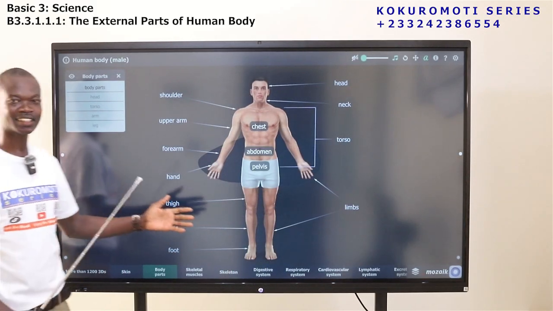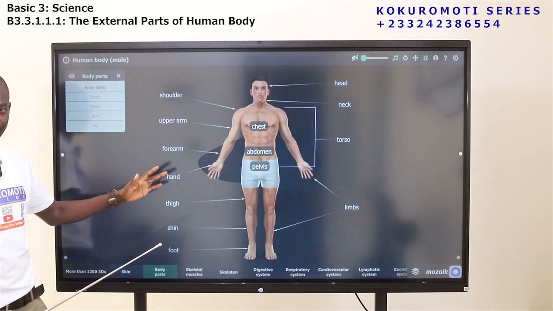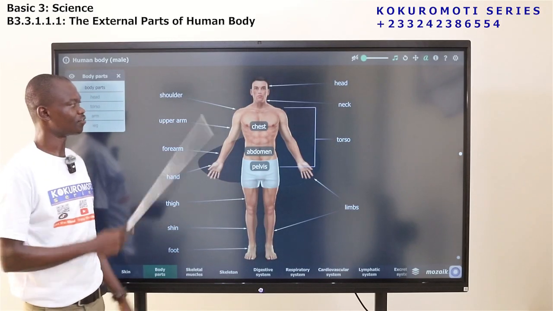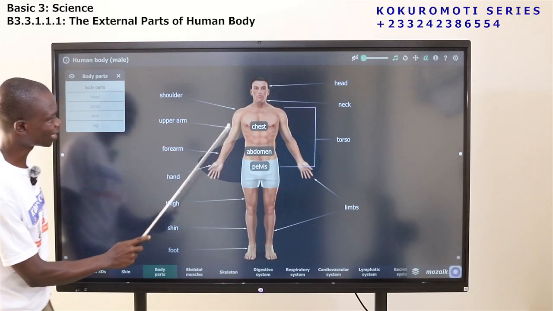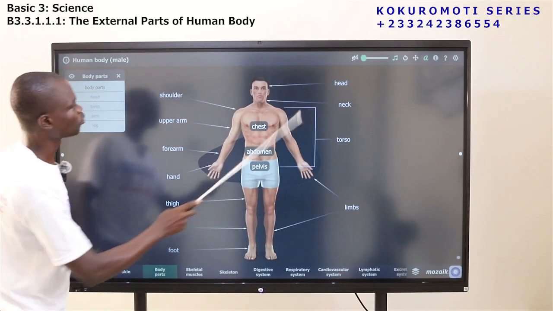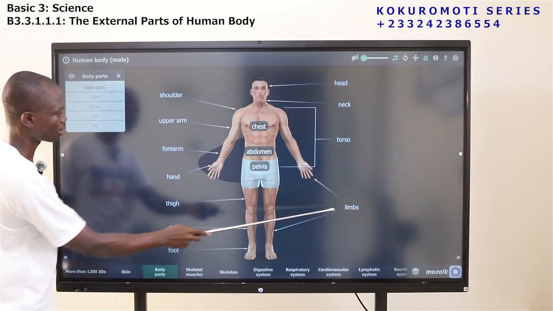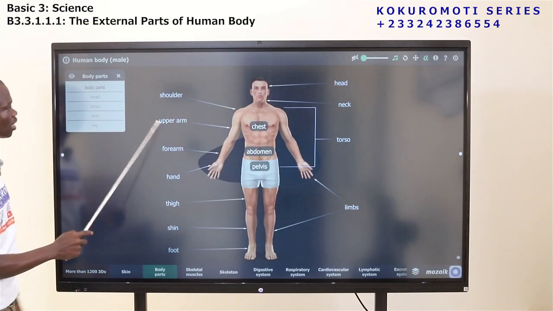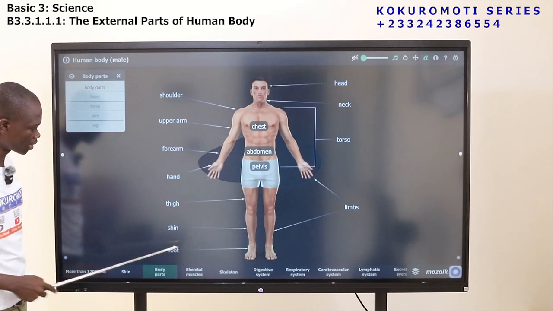This is human body parts. We are going to look at the various parts and the roles or functions that they all perform. If you look at it carefully, you see that we have the head, the neck, the torso, and the limbs. We have the shoulder, upper arm, forearm, hand, thigh, shin, and then the foot.